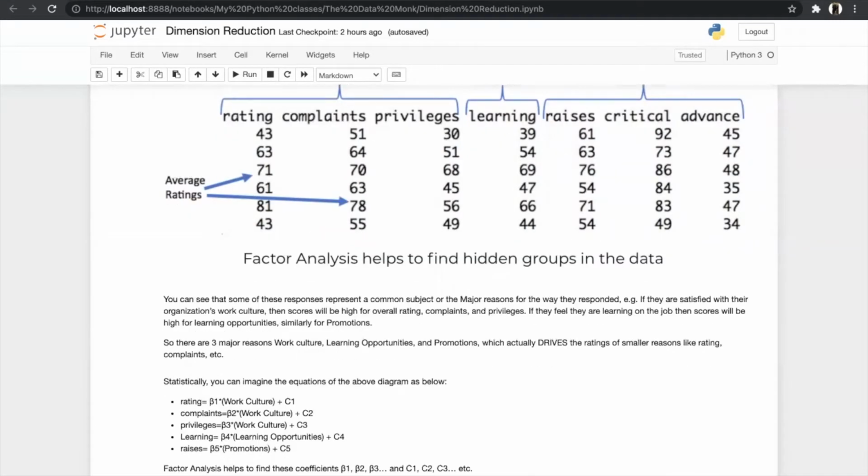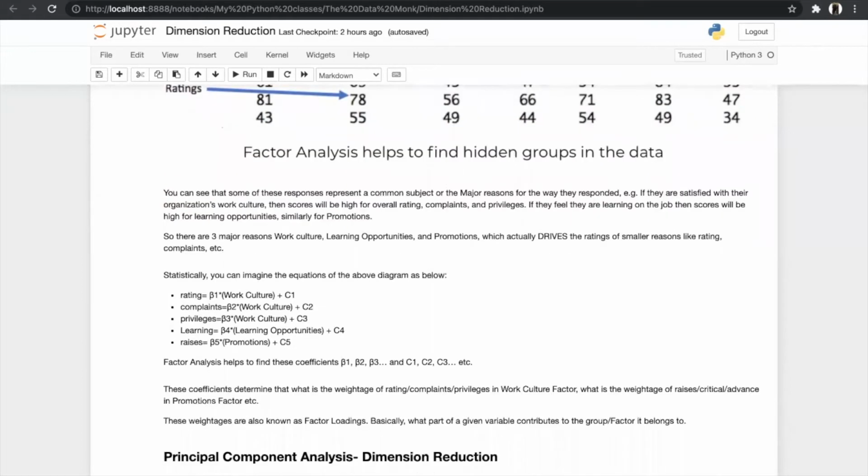So basically, factor analysis helps us to find the value of beta 1, C1, beta 2, C2, beta 3, C3, and all the beta and the C values. So this coefficient determines what is the weightage of rating, complaint, privilege in our work culture factor, and what is the weightage of raises, critical, advance in our promotion factor. So this weightage, like beta 1 and C1, is also known as our factor loading. Basically, what part of a given variable contributes to the group of factor it belongs to. So that's the working of the factor analysis.